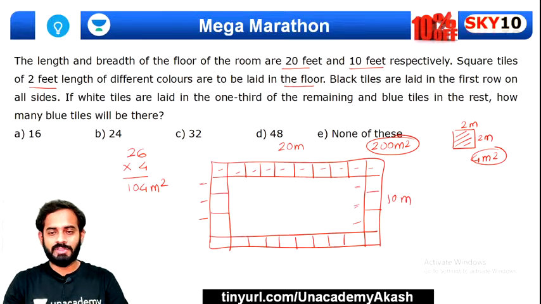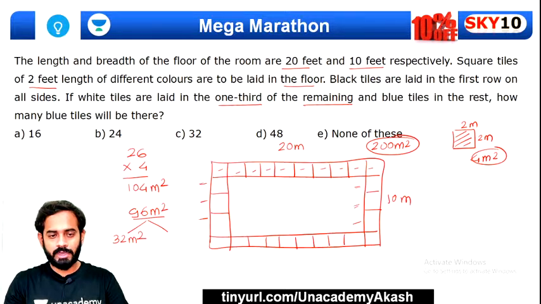Okay, now this 104 meter square is utilized out of 200 meter square. So if you subtract 104 from 200, what is the remaining part? Remaining part is 96 meter square. Now what is said, if white tiles are laid on 1/3 of the remaining. So what is 1/3 of this 96? 1/3 of this 96 is nothing but 32 meter square.